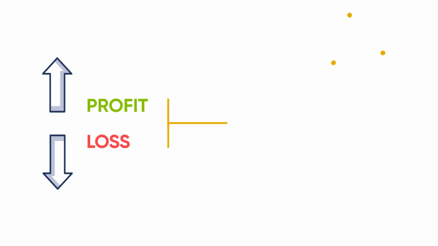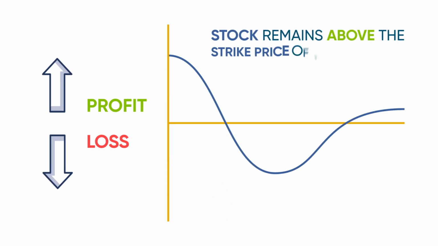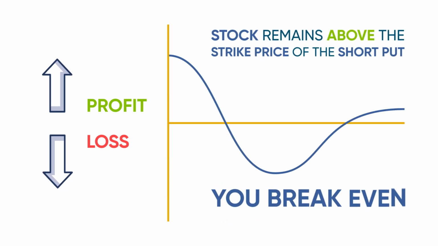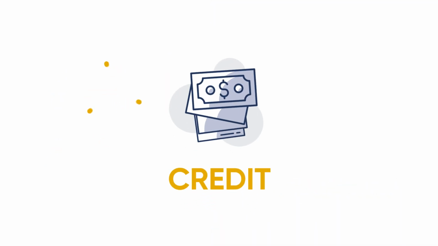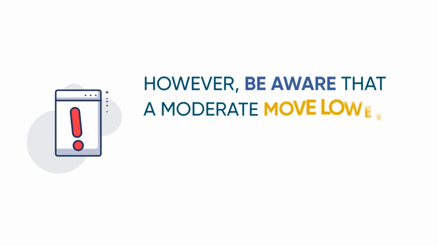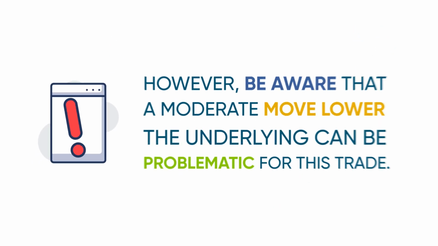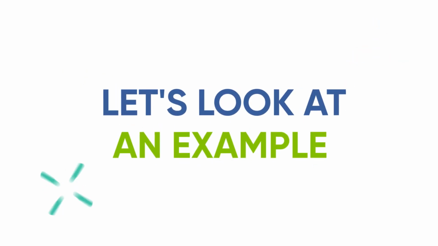The idea is that if you are wrong on market direction and the stock remains above the strike price of the short put, you break even. Or in the case of taking a credit at the onset of the trade, might even profit a little. However, be aware that a moderate move lower in the underlying can be problematic for this trade. Let's look at an example.